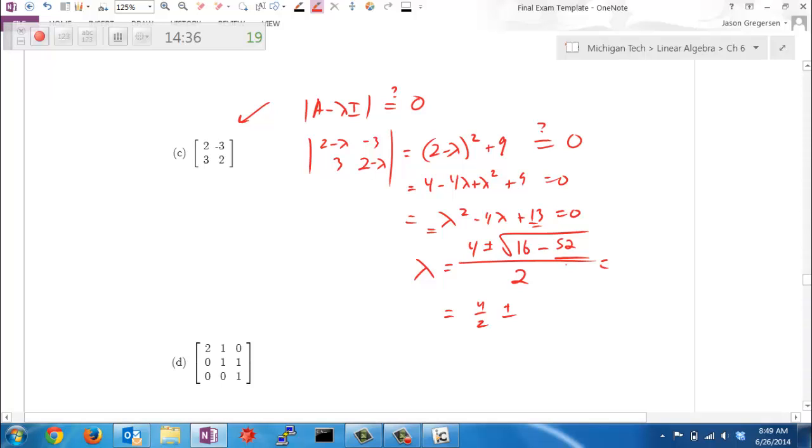All right, so that gives me the square root of negative 36 under the radical. So I get 2 plus or minus the square root of negative 36, which is 6i. So 6i divided by 2 is 3i. And that's what I expect, actually, because I recognize this as a rotation matrix. But now here's my eigenvalues. Now I take my eigenvalues and plug them in to find my eigenvectors. I plug them into this equation.